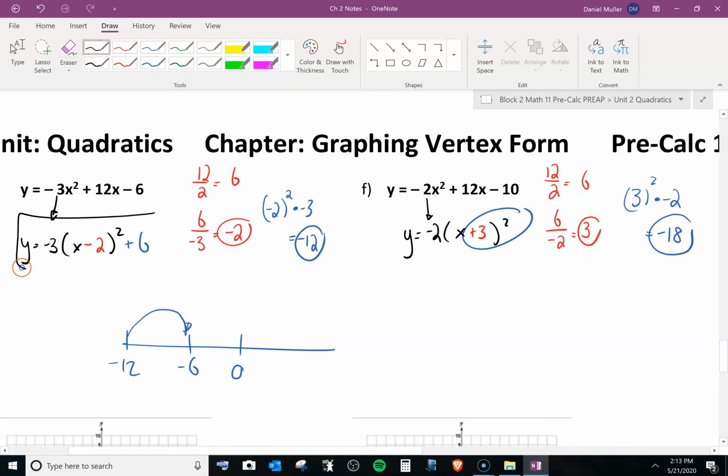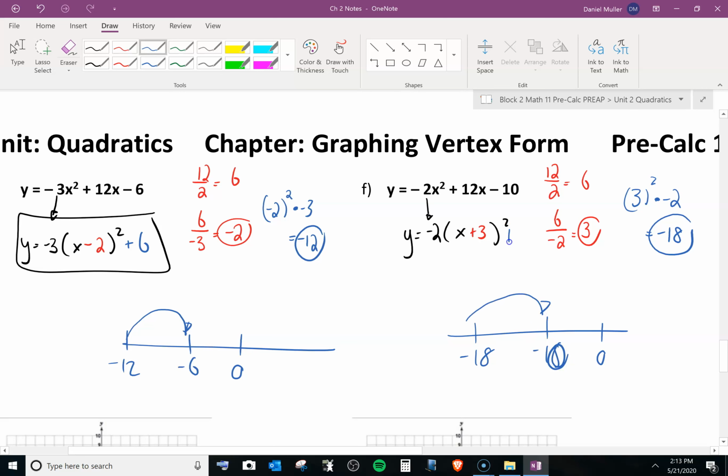Now I've completed the square. For this one, I am at 3 squared is 9. 9 times -2 is -18. So I'm at -18. Here's 0. I need to get to -10. What will it take to get there? I'll have to add 8. So I'm just going to erase these. So that's how you complete the square.